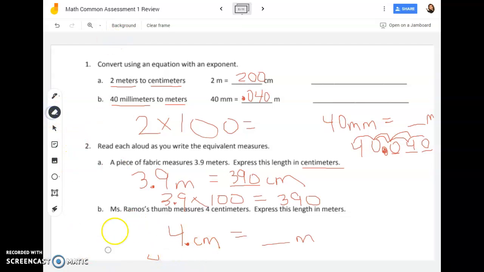Sorry, it's not going to let me write it down there. I apologize, guys. My computer's acting a little bit crazy on this slide.